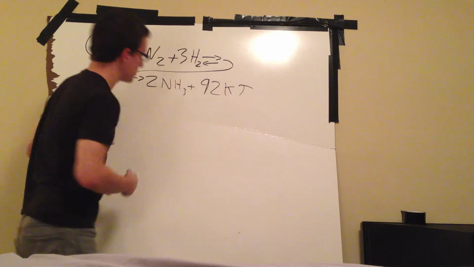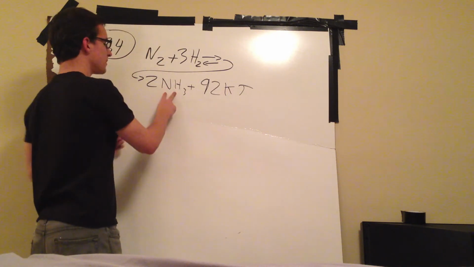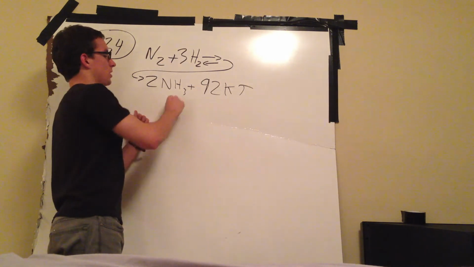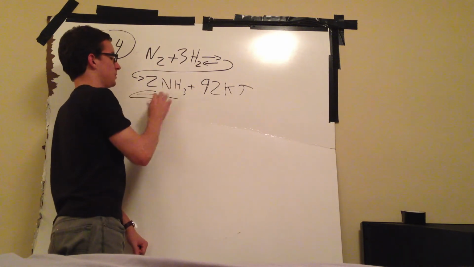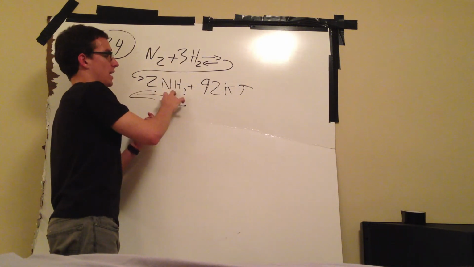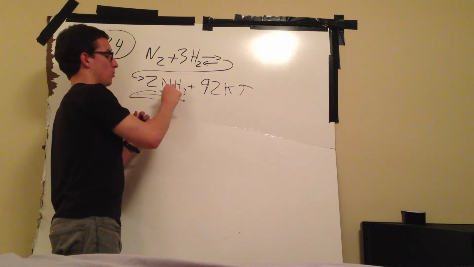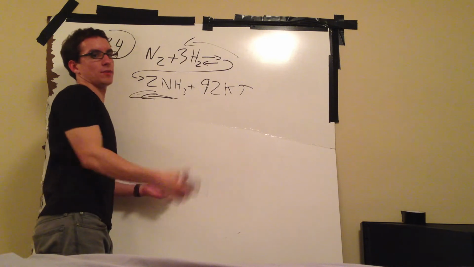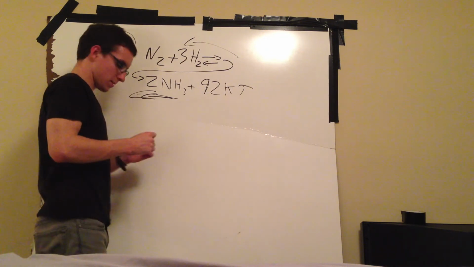So add more NH3. Adding more NH3 would cause it to shift in favor of the reactants, because if you added more, it has to get rid of some of that to get it back down to normal. So it'll react quicker over here and bring it in this direction. So it'll shift in favor of the reactants, aka to the left.